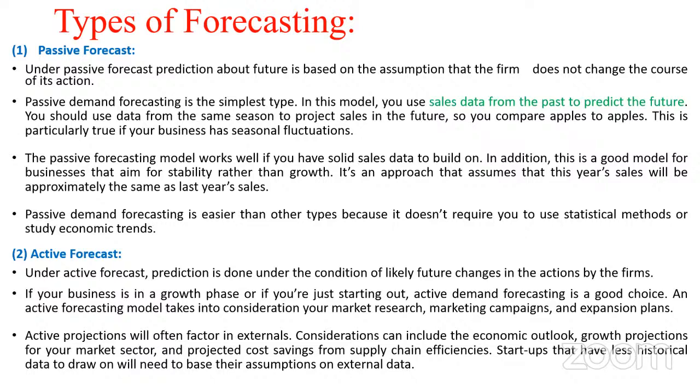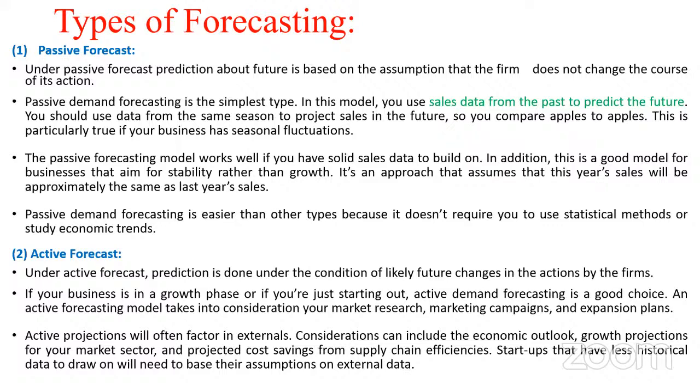It is an approach that assumes that this year's sales will be approximately the same as last year's. That means what is the past year data? Last year's sales remain more or less the same. It fluctuates very little; the deviation is negligible.